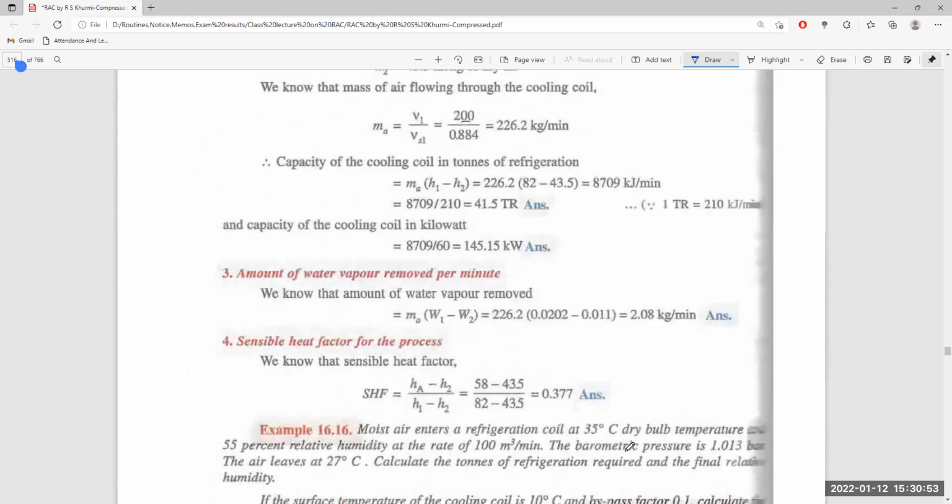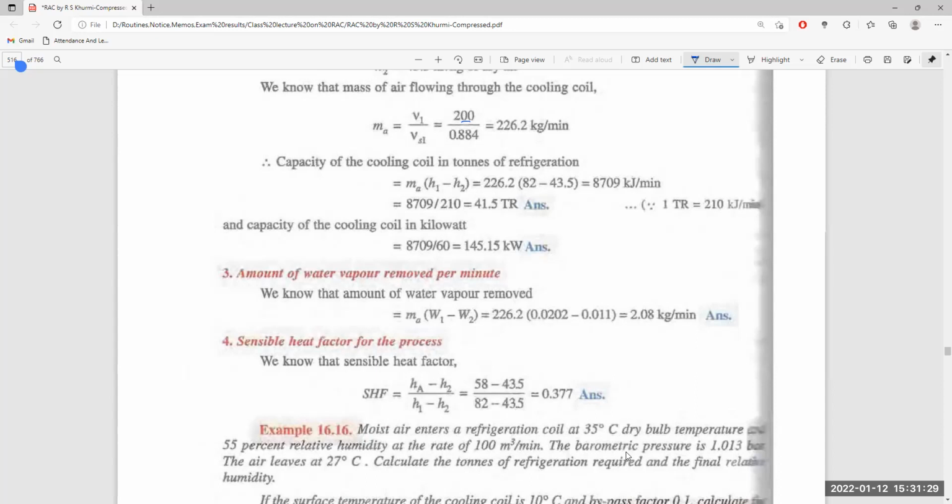The amount of water vapor removed per minute is the mass flow of the vapor-air mixture multiplied by the specific humidity at point 1 minus the specific humidity at point 2. The mass flow rate of the air is equal to 226.2. So we put the values of W1, 0.0202, minus 0.0111, and make the multiplication, and we will get 2.08 kilograms per minute.